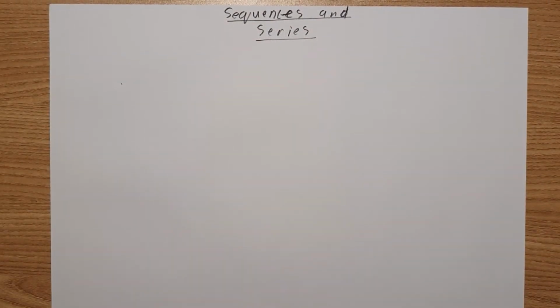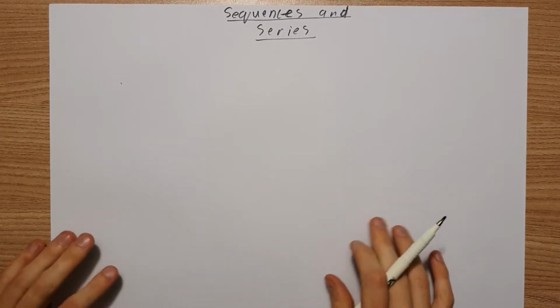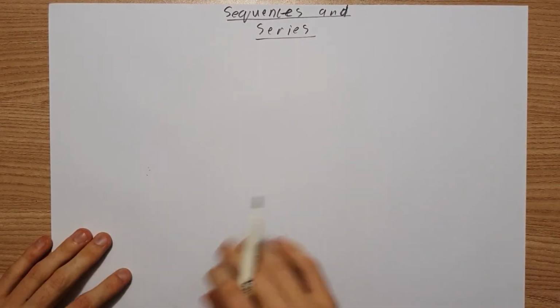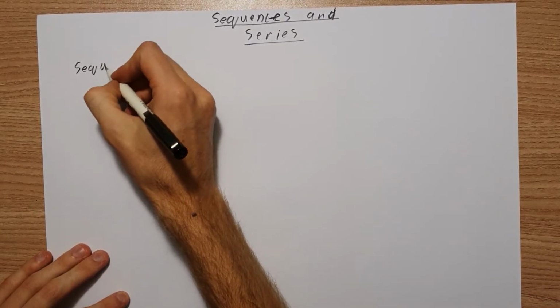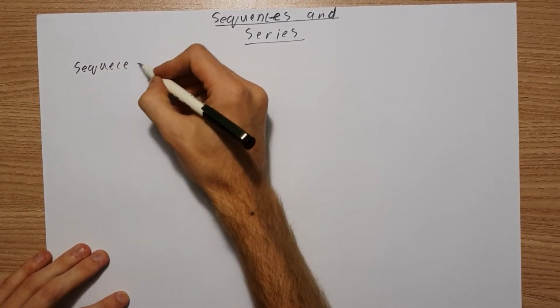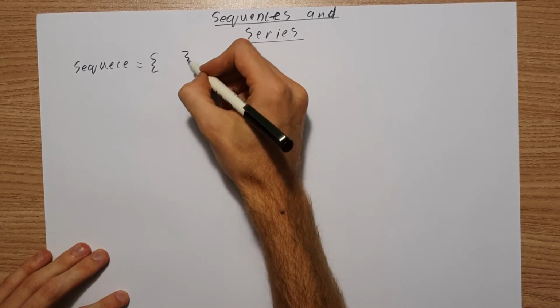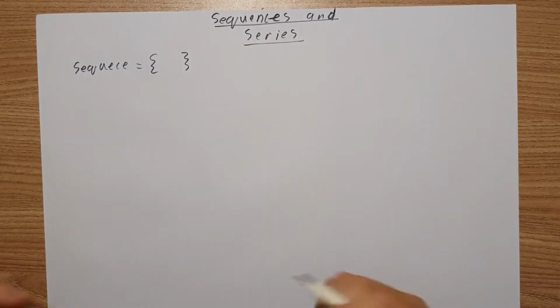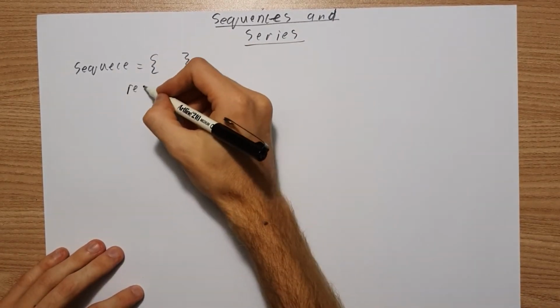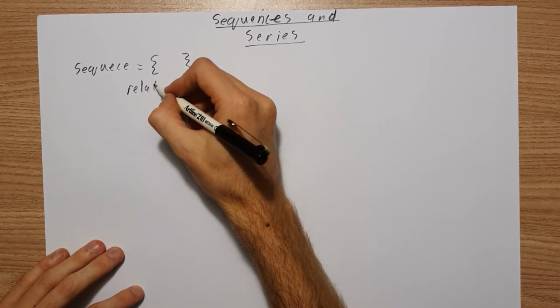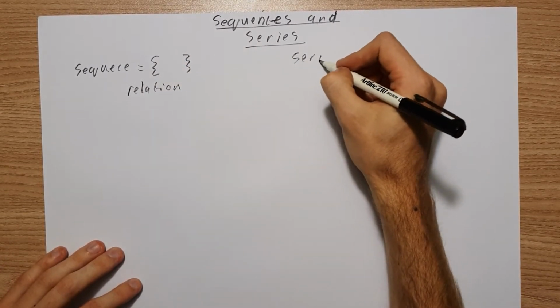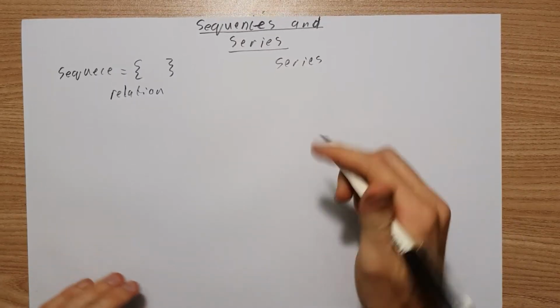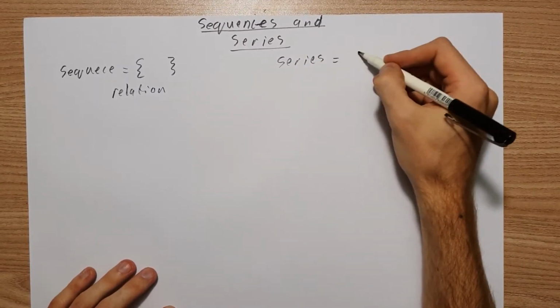Okay, so sequences and series. Let's have a look at the difference quickly between a sequence and a series. So a sequence is a set of numbers. Okay, so it's just going to be a set of numbers which has a relationship to it. Whereas a series is going to be looking at taking that set of numbers and summing it.